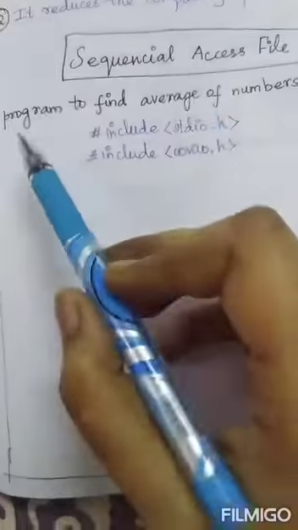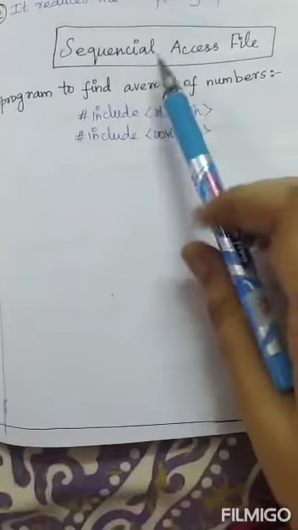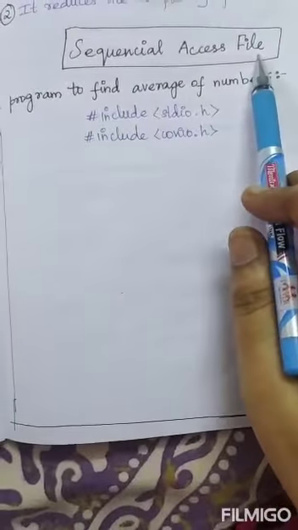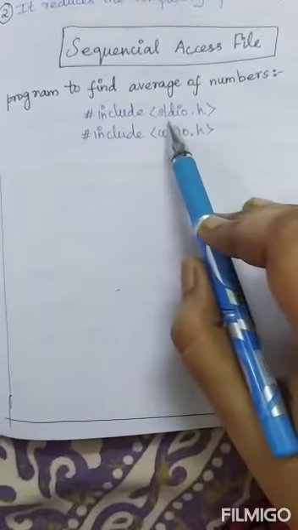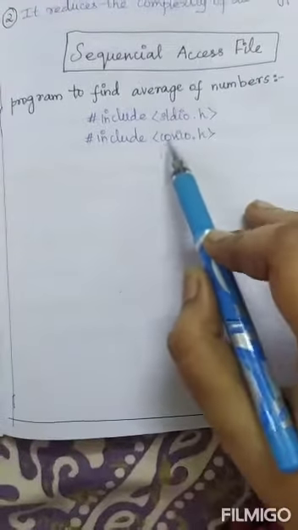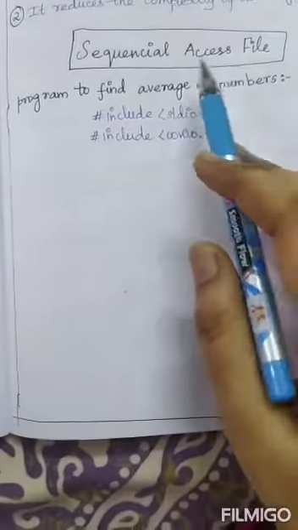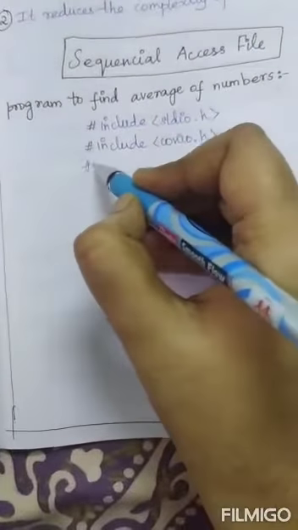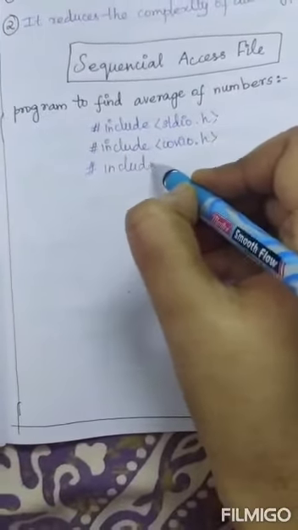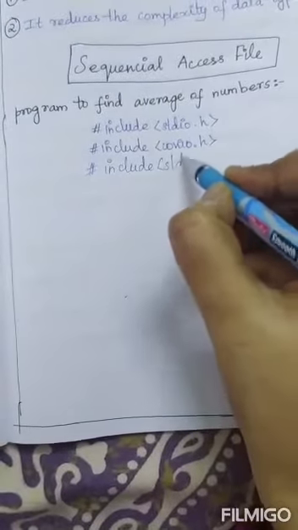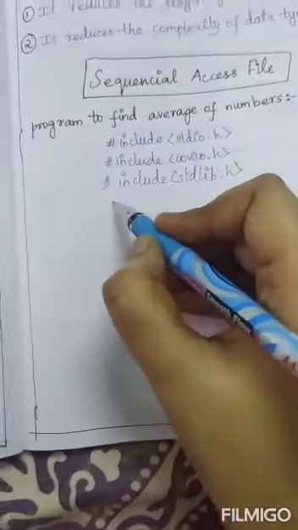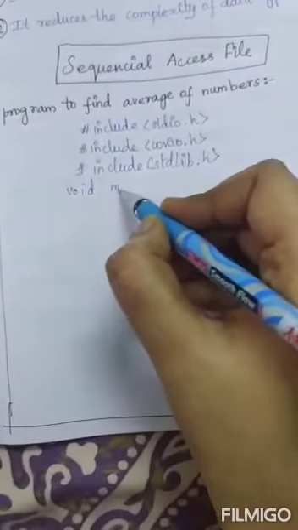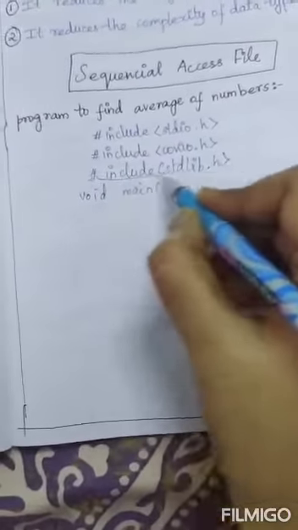Sequential access file, program to find average of numbers. To find the average of numbers using the sequential access file concept, we are going to create a program. The first two basic header files are stdio.h and conio.h. The third new header file added for sequential access file is stdlib.h, standard library.h. Then void main. This header file should be given while we are using sequential access file.